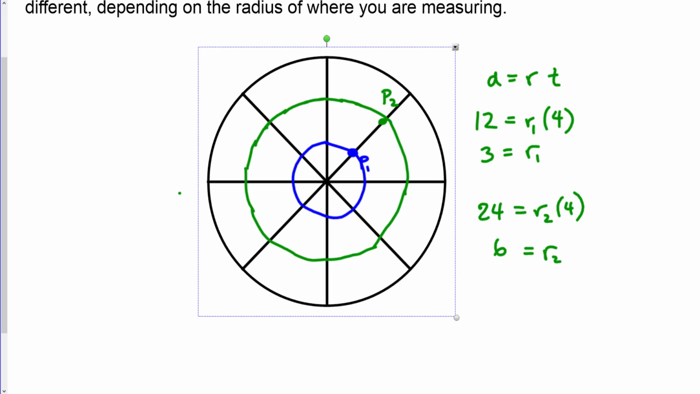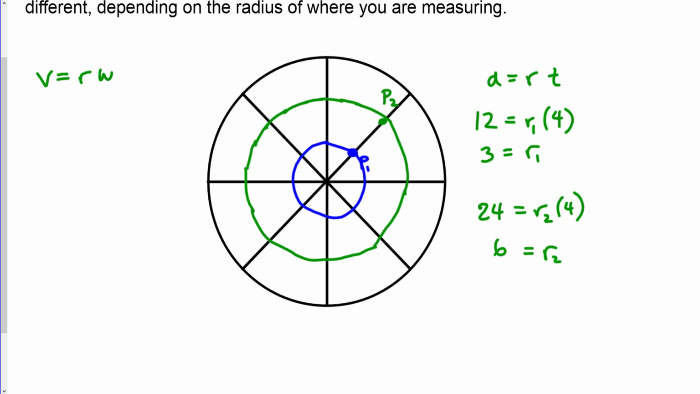So the linear velocity of point 2 is higher because it's further away from the center point of rotation, which is shown in the formula that we developed in the last slide, that the linear velocity is equal to the radius times the angular velocity. So the larger the radius becomes, the larger the linear velocity is, even though the angular velocity is constant all the way around. So that's the difference between linear velocity and angular velocity.